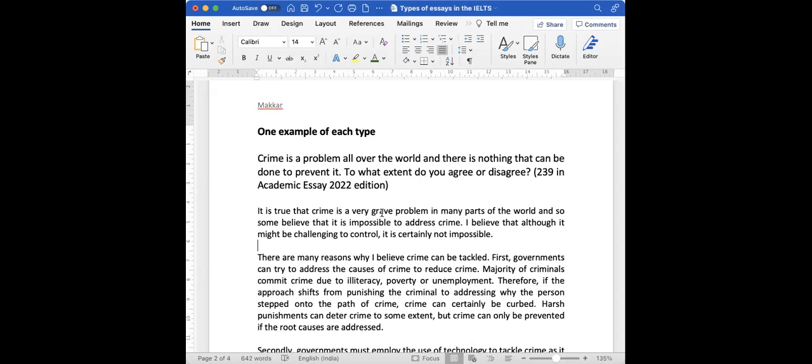1 sentence 2 sentence intro है मेरी. Okay, यस मैम. ग्रेव का मीनिंग बताना प्लीज. grave means serious. जो grave, grave problem. Okay, I believe that although it might be challenging to control, it is certainly not impossible. अब मेरा बताओ, मैंने agree करा है कि disagree करा है?